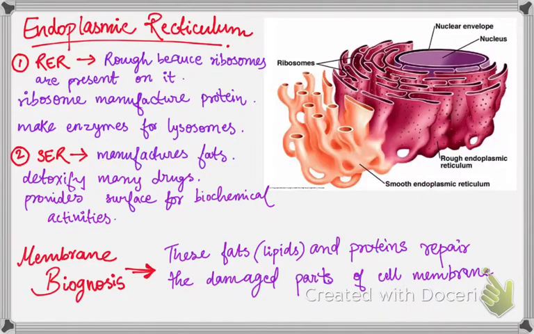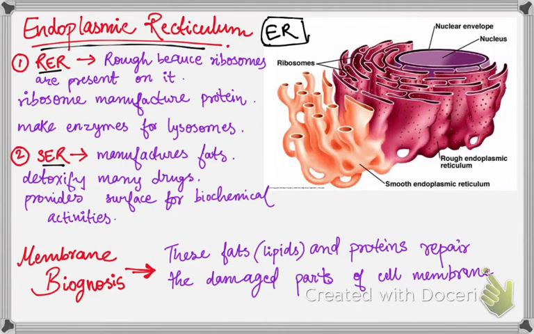Now let's learn more about different types of cell organelles like endoplasmic reticulum, Golgi apparatus, lysosomes, mitochondria, vacuoles, and plastids. Let's begin with endoplasmic reticulum, that is ER. This endoplasmic reticulum is classified into two, SER, that is smooth endoplasmic reticulum, and RER, that is rough endoplasmic reticulum. So endoplasmic reticulum is a large network of membrane-bound tubes and vesicles.